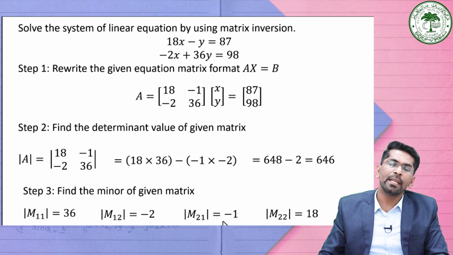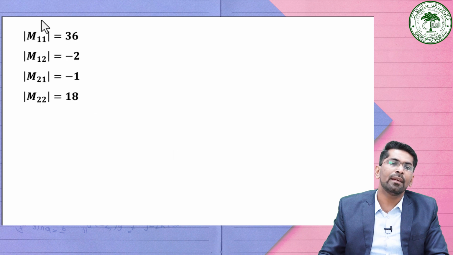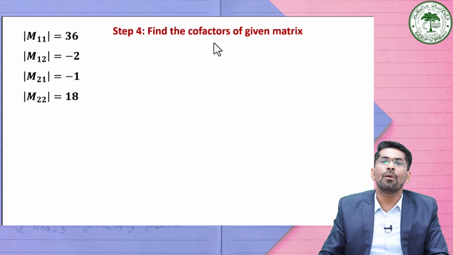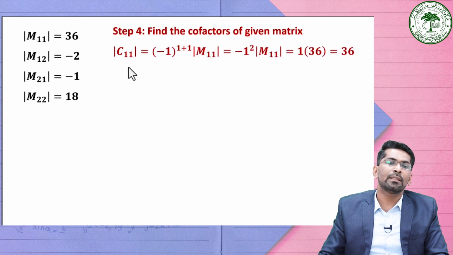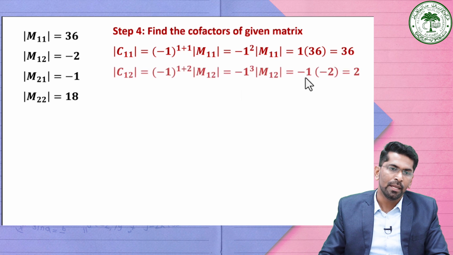See, after finding the minors, our next step is to find the cofactors. So I am writing here the various minors, 36, minus 2, minus 1 and 18. After that we have to find the cofactors of the given matrix. So here the cofactor C11 is equal to minus 1 raised to the power 1 plus 1 into the first minor, which is 36. So it will be minus 1 squared, which is equal to 1, into 36. 1 into 36 is equal to 36.